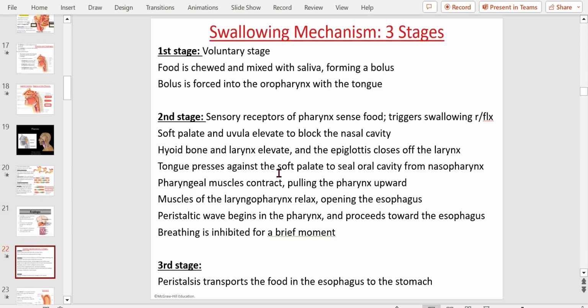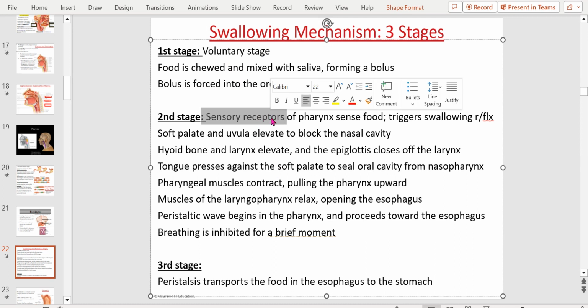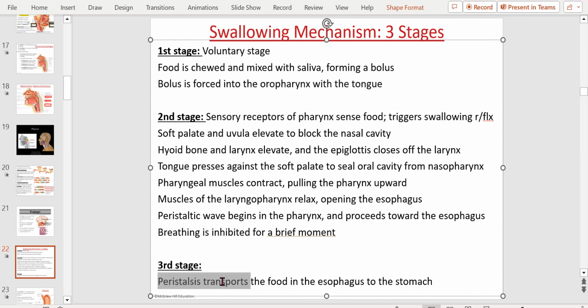The swallowing mechanism has 3 stages: the voluntary stage, the sensory reception stage, and the peristalsis stage. Basically, we only have control over this first one. Once you swallow a banana, you have no idea what's going on. You don't see it again for about 36 hours.